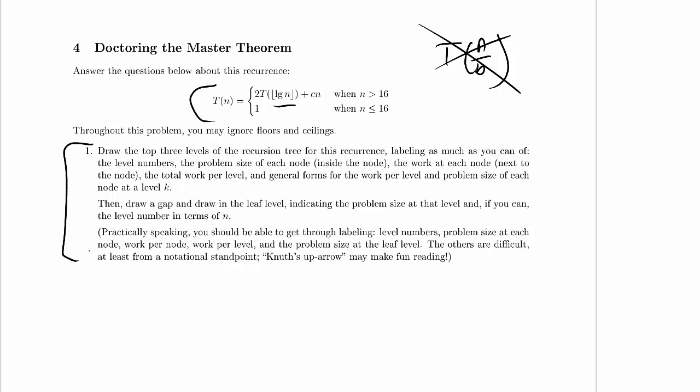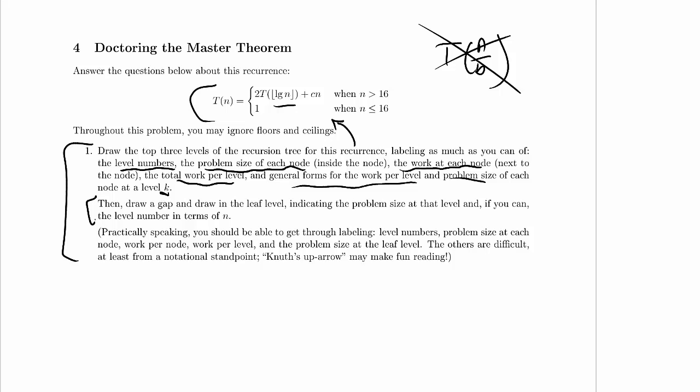We are supposed to draw the top three levels of the recursion tree for this recurrence up here, labeling as much as we can: the level numbers, the problem size of each node inside the node, the work at each node next to the node, the total work per level, and general forms for the work per level and for the problem size of each node at a level k. So the general forms are in terms of k. Then we're supposed to draw a little gap and draw in the leaf level, including the problem size at that level, and if we can, the level number in terms of n.